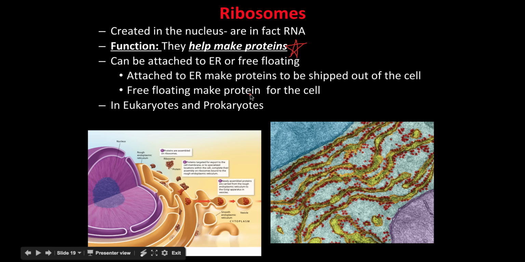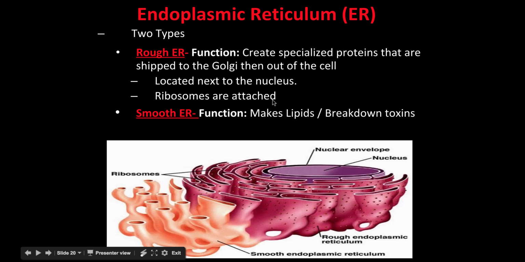Ribosomes can be free-floating in the cytoplasm, they can be attached to the ER, which we'll talk about, the endoplasmic reticulum, and eventually they can also be shipped out of the cell. So they can be located in a number of places, but attached to the endoplasmic reticulum and free-floating in the cytoplasm would be the two main ones. Prokaryotes and eukaryotes have them and need them to make those proteins.